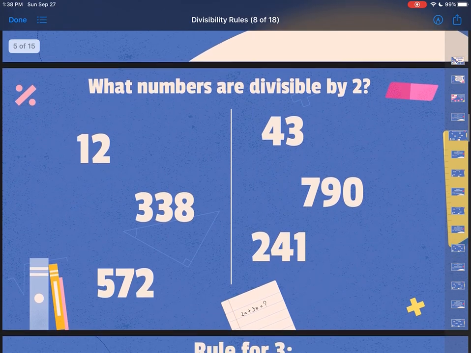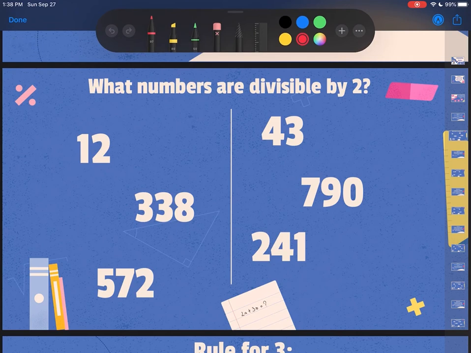So let's look at these numbers. Which of these numbers are divisible by 2? Remember, I need it to have a 2, 4, 6, 8, or 0 in the ones place. In the ones place of 12, I've got a 2. So that would make 12 even, so it would be divisible by 2. 338. I have an 8 in the ones place. So remember, it's 2, 4, 6, 8, or 0, which means that 338 is even, so it would be divisible by 2. 572. It needs to have a 2, 4, 6, 8, or 0 in the ones place. It has a 2, so that means it would be even, so it would be divisible by 2.